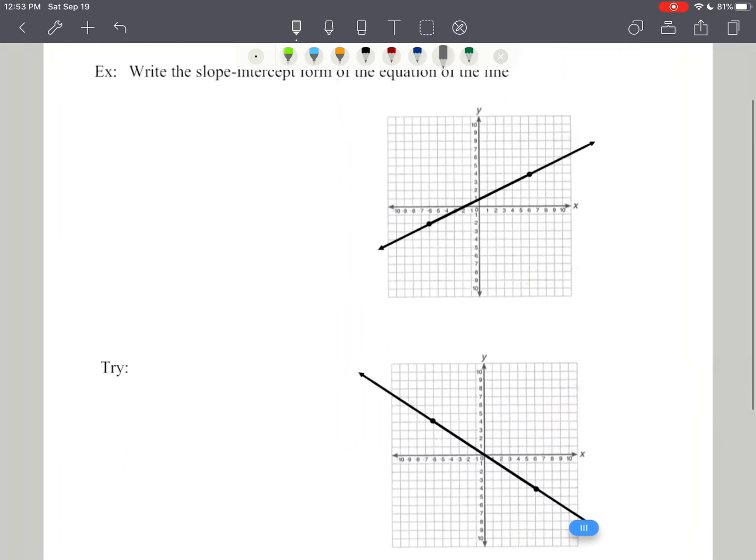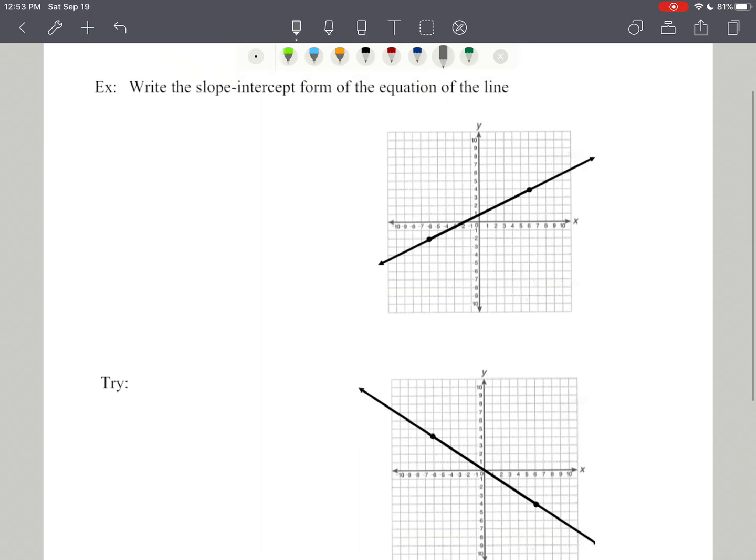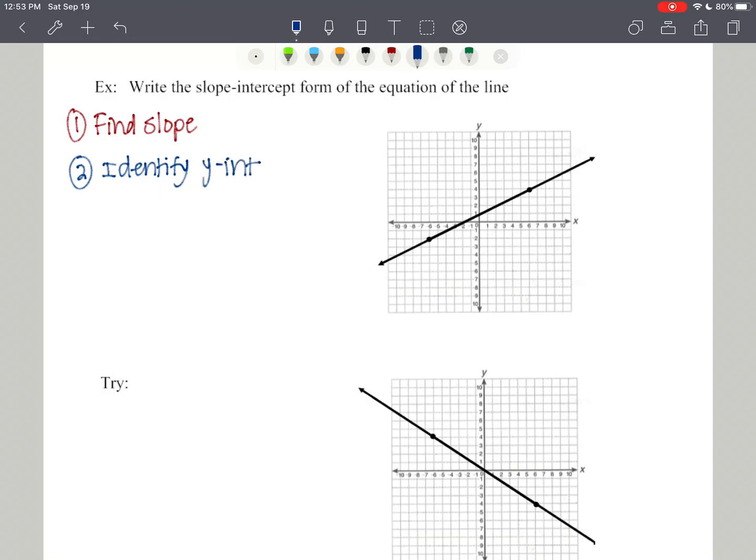And how do we do this from a graph? Write the slope-intercept form of the equation of the line. So how will we do this from a graph? Well, our first step is find our slope. Our second step will be identify the y-intercept. So our slope is m. Our y-intercept we'll call b, and then sub in those values into y equals mx plus b.